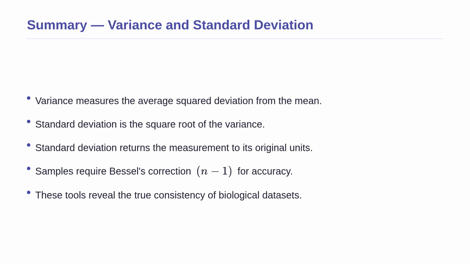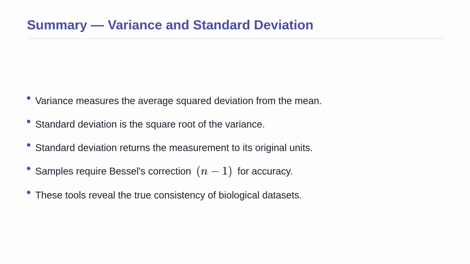To wrap up our lesson, let us review the key takeaways. We have learned that variance is an essential tool that gives us the average of the squared deviations from the center of our data. However, because variance squares the units, the standard deviation is much more practical as it returns the measurement to its original intuitive units.